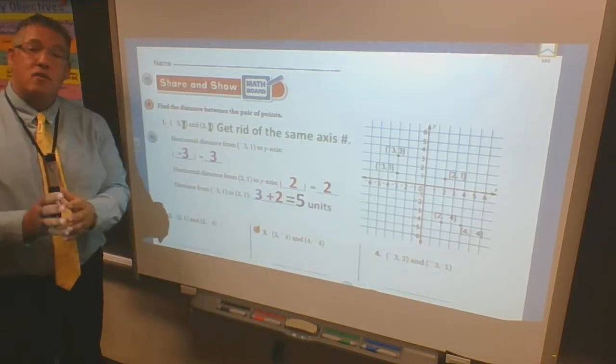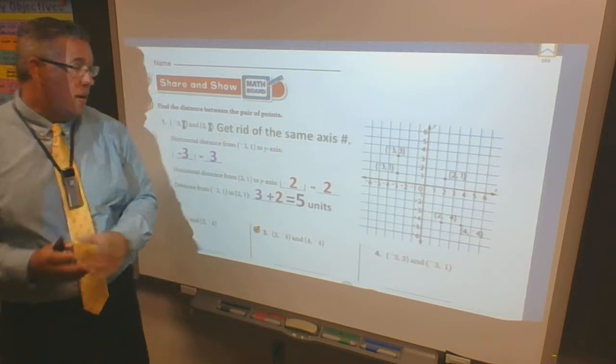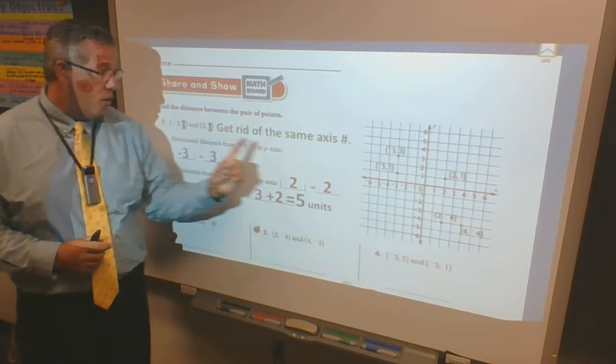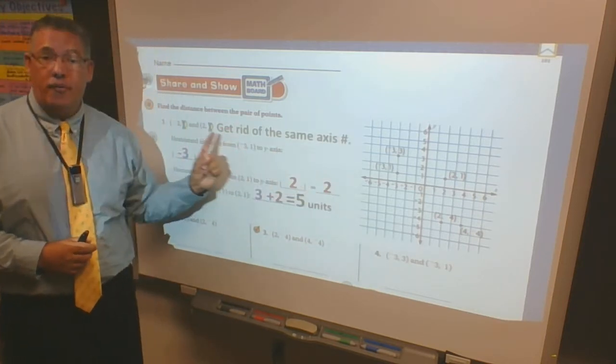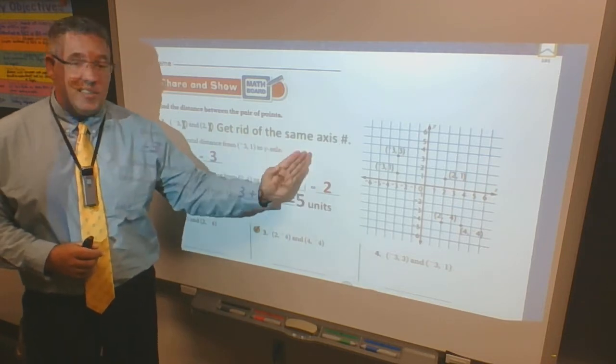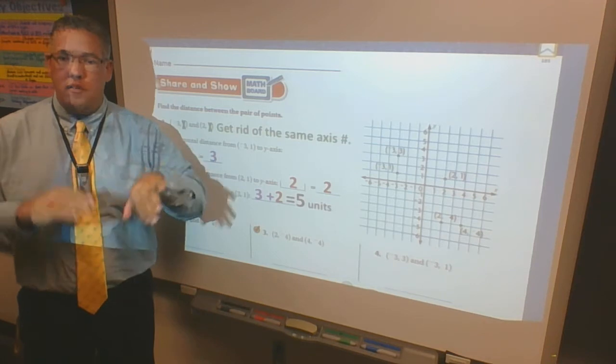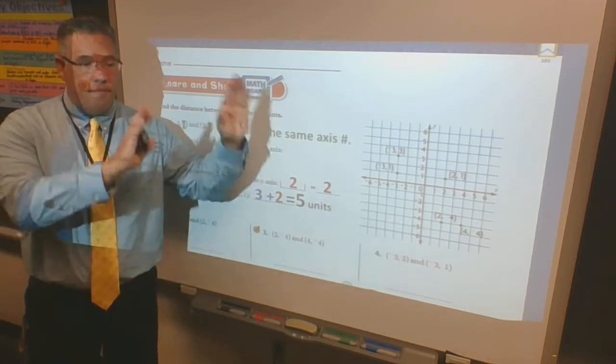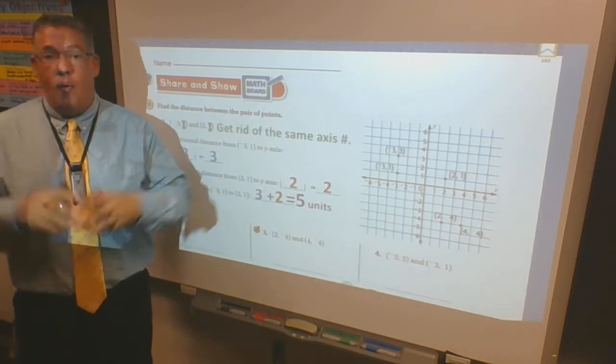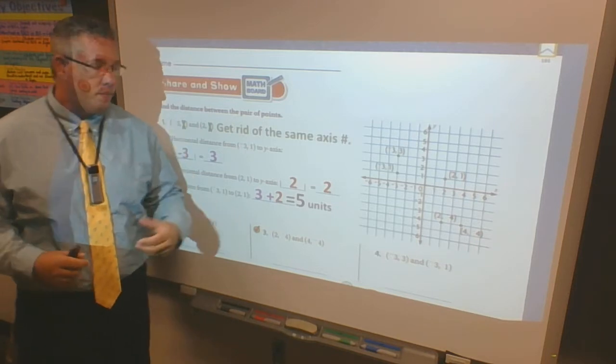All right, so now here's the shortcut. Now I want you to make sure these are written down. First, you make sure that this step is written down right here. This is always going to be your first step. Get rid of the same axis number. If the x's are the same, I cross them out. If the y's are the same, I cross them out. That way I don't get confused on what I'm using.